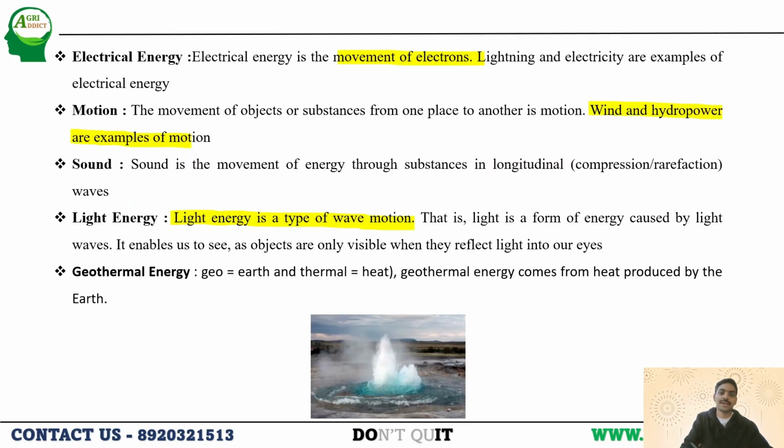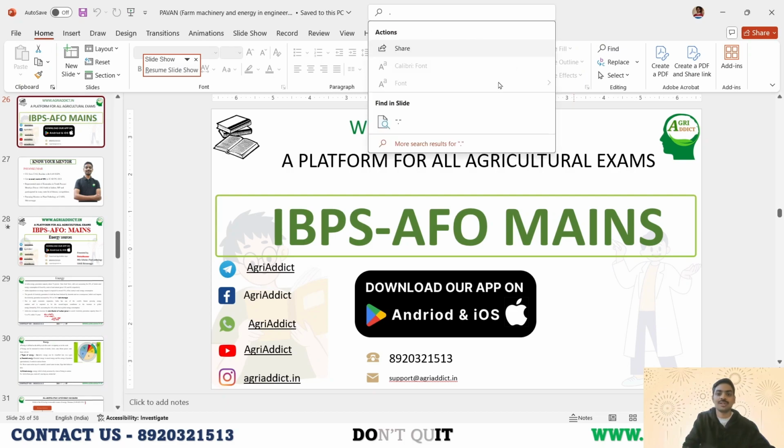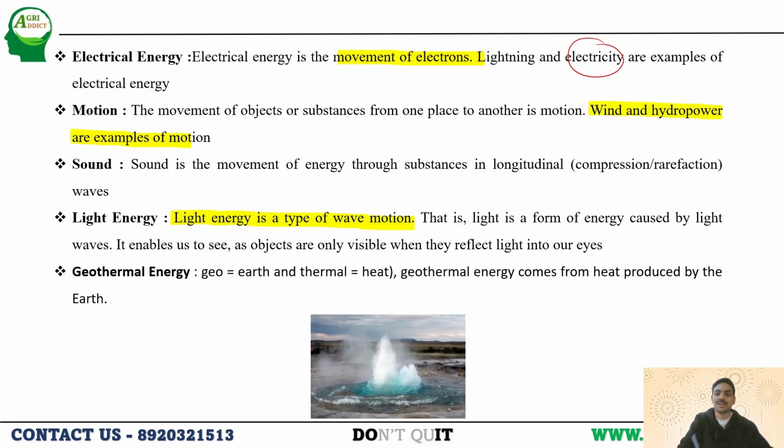Next, moving on to electrical energy, the energy that is due to the movement of electrons. Electricity, we will be remembering. You should remember along with that this particular thing: the electrons also come under this, lightning. Okay, lightning will also come under electrical energy.